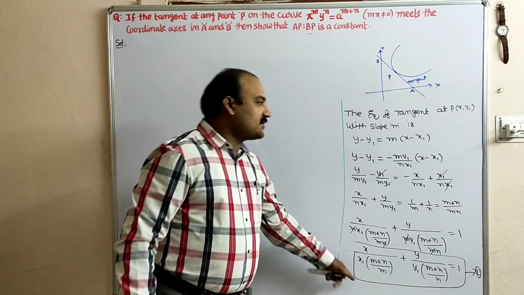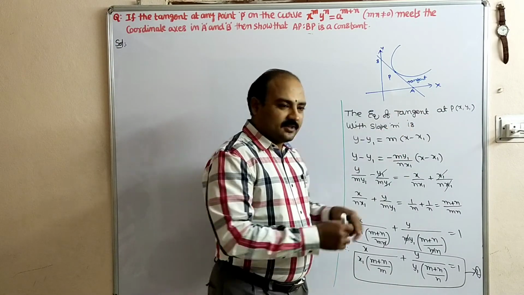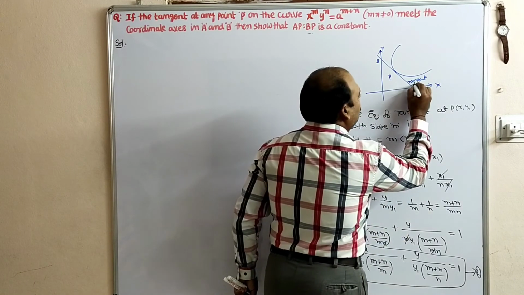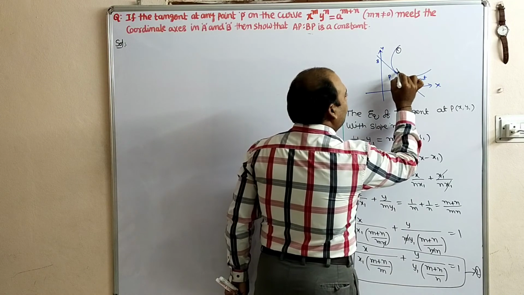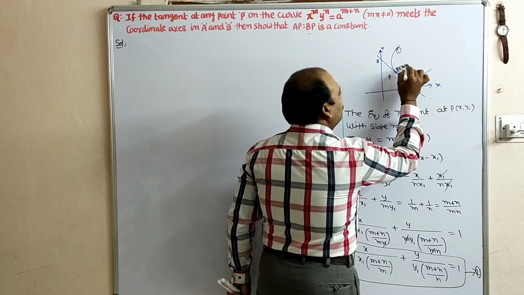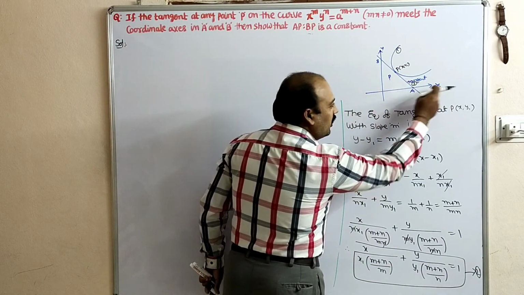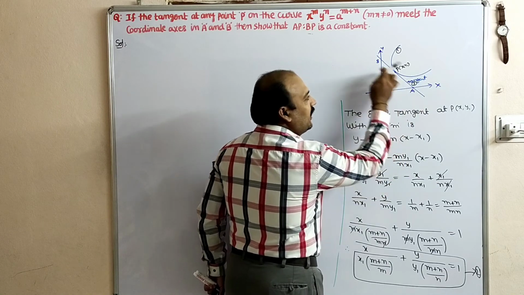Equation 2 means it is a tangent equation. This is equation number 2, and this is equation number 1, the curve. Here the point is P of x1, y1. Equation 2 meets the coordinate axes at A and B.